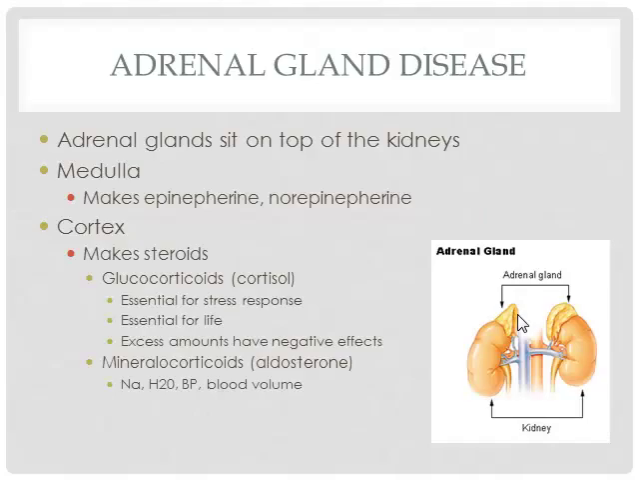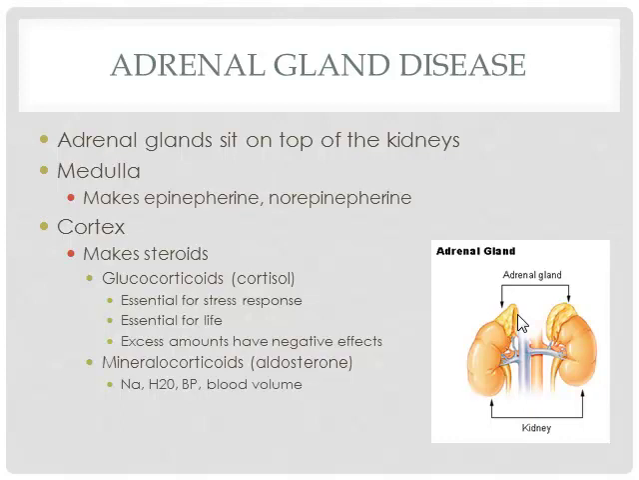Adrenal gland disease: the adrenals are going to sit on top of the kidney. There are two portions, the medulla and the cortex. The medulla is the middle part. The cortex is the outermost part. The medulla makes epinephrine and norepinephrine. The cortex is going to make steroids. Which ones? The glucocorticoids and the mineralocorticoids.